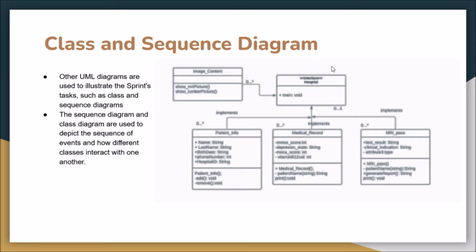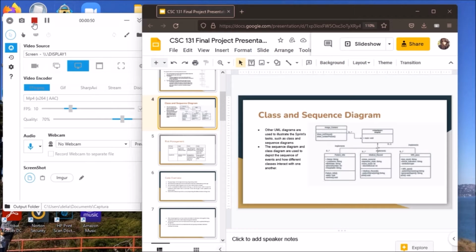We create an interface called Hospital and four other abstract classes. The first one is patient info, medical record, MRI pass, and image content. As you can see, the interface has a multiplicity of 0 to 1, and the rest of the classes have a multiplicity of 0 to many.